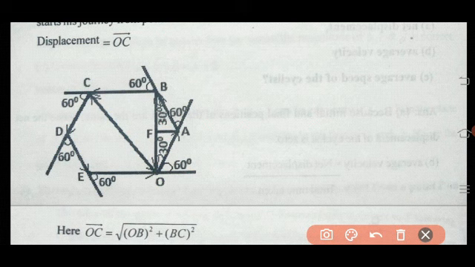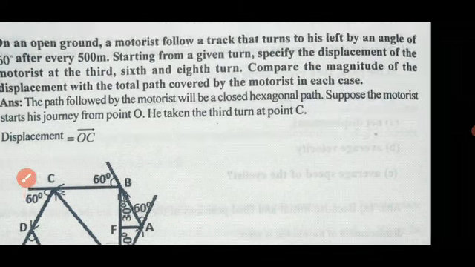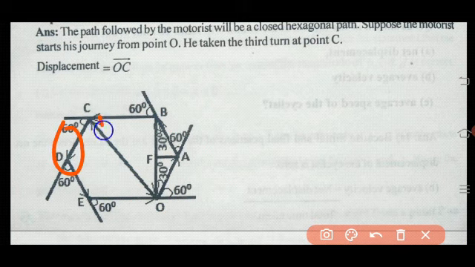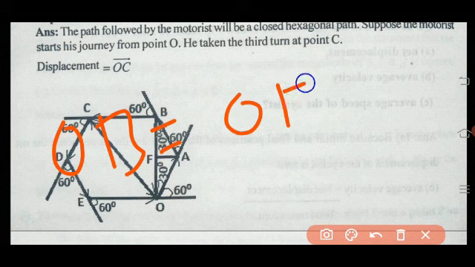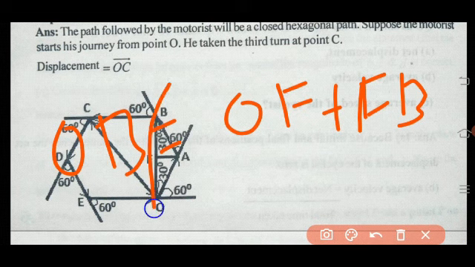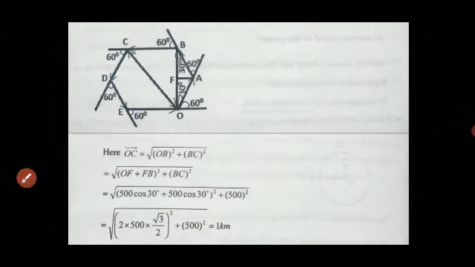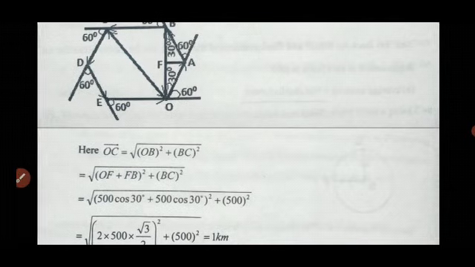Therefore, instead of OB, you can split it like this. OB is nothing but OF plus FB. Okay, so this line is OF plus FB. Then what is OF? OF is nothing but OA cos 30. Similarly, BF is nothing but AB cos 30. If you substitute in this equation, I have shown here.